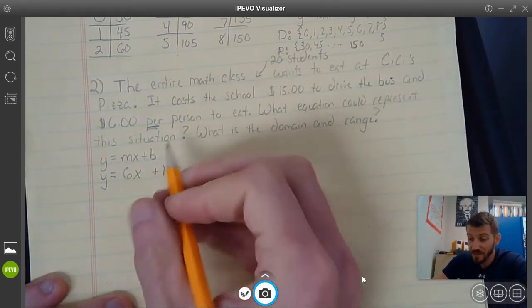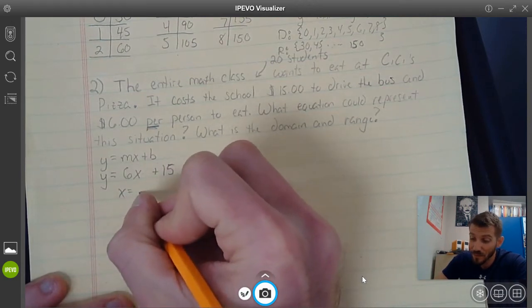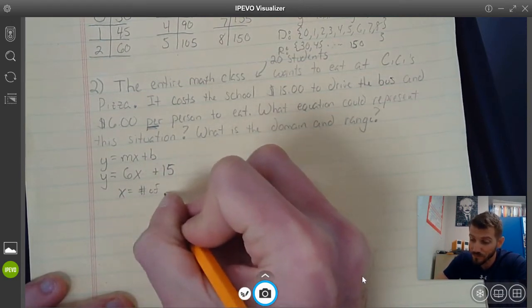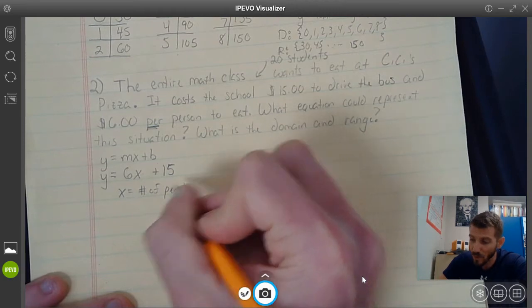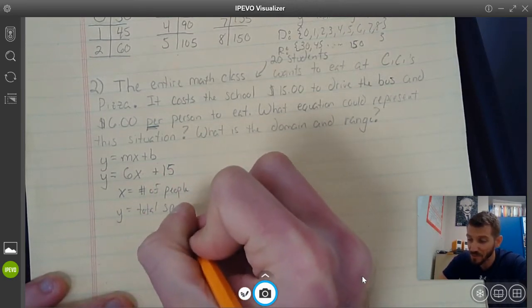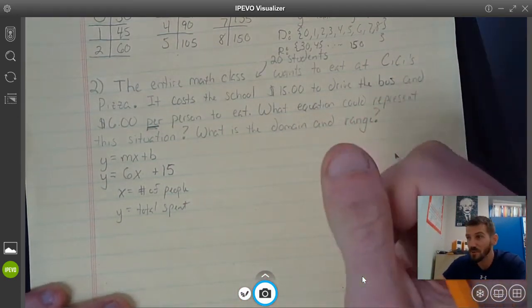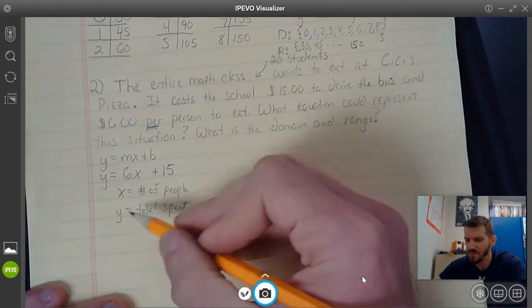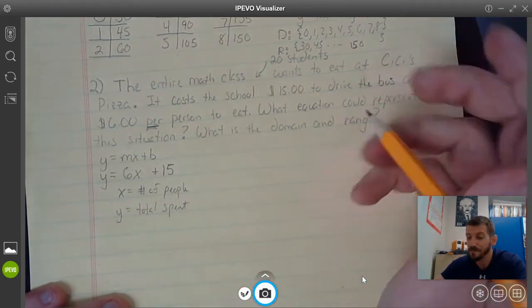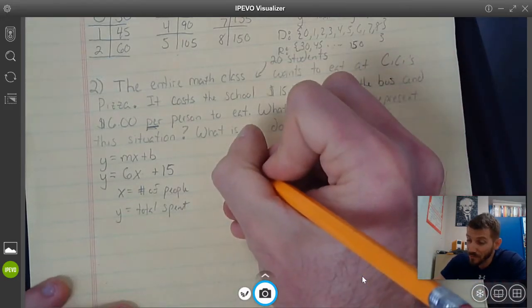And right when we write that in, it's $6 for what? X means what? The number of people. Y represents the total spent. You're going to see that pop up a lot. And it's good to know because some questions are going to ask you, what's the domain or what's the range? Well, the domain is people. The range is the total. That's it.